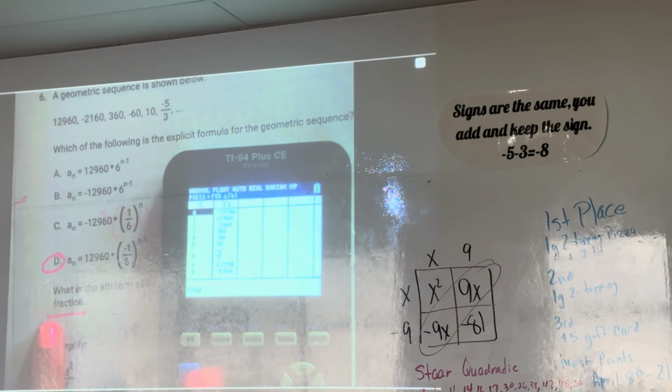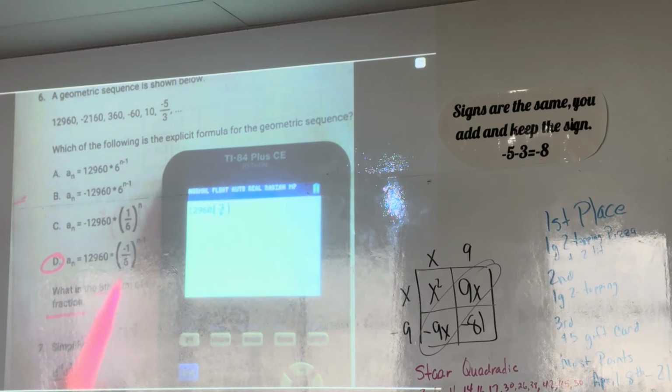So go to your main screen. Second, quit, get out. And you're going to type this in. So 12,960. And go ahead and put parentheses because we're dealing with a negative number. And try alpha x. So negative 1 over 6. And we're looking for the 8th term. So you're going to put 8 in for n. So what is 8 minus 1? 7. So raise it to the 7th. And then press enter.